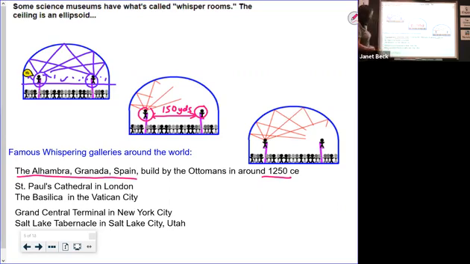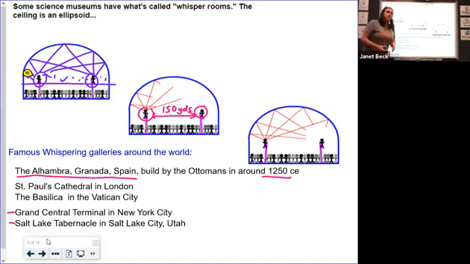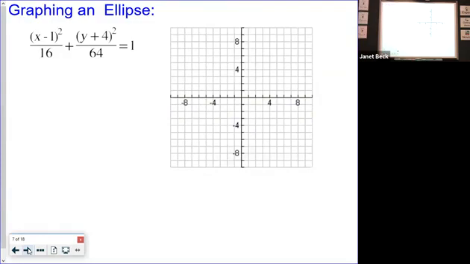There's other ones you can go to. There's many in the States. The two famous ones are Grand Central Station in New York and the Salt Lake Tabernacle. Now, those are just fun applications of ellipses, but they do have other practical uses as well. So let's have a go at graphing one.